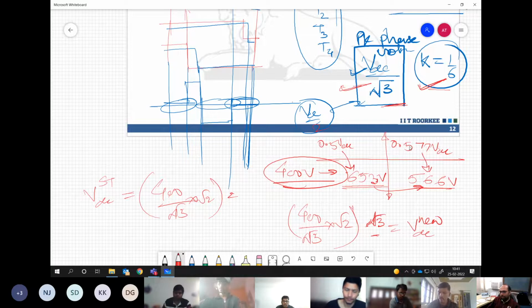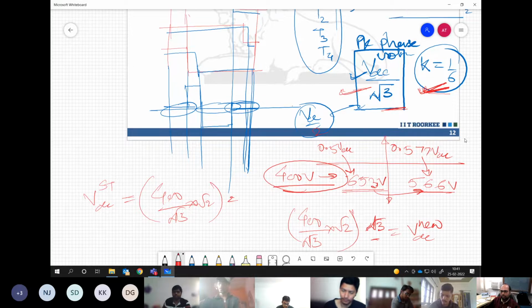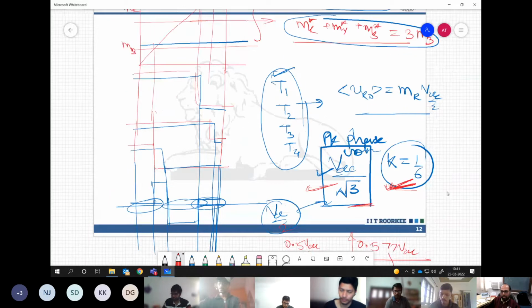So for best DC bus utilization for third harmonic injected PWM, you should have this much amount of third harmonic injected into the system: 1/6 of the actual fundamental amplitude. Am I clear here? Yes, sir. Okay.